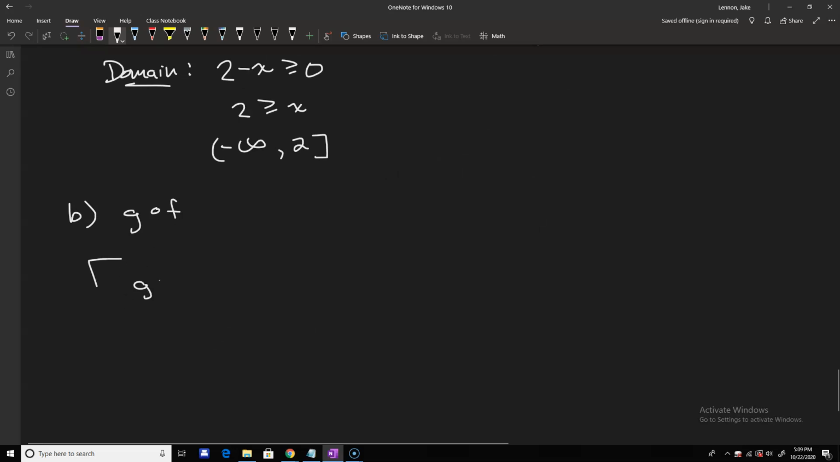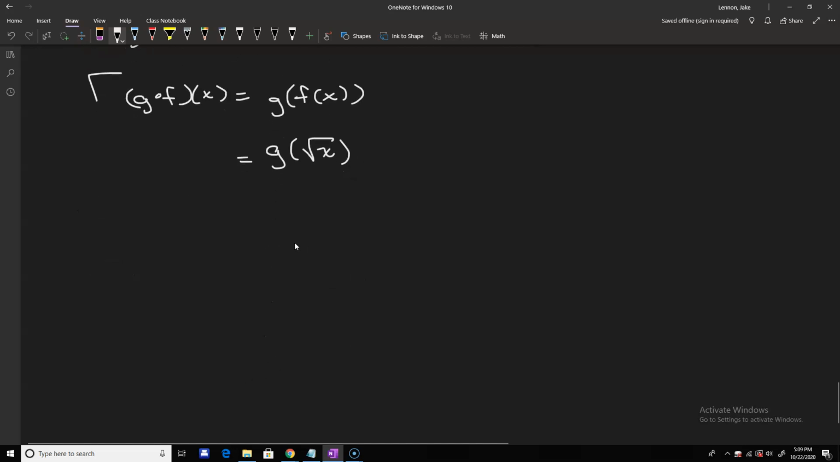So this would be g of f of x. So that is now f plugged into g. And f was the square root of x, so we're doing g of the square root of x. So that means we need to plug the square root of x in where x is in the g formula. So that's going to be the square root of 2 minus the square root of x. So that's a pretty interesting formula.